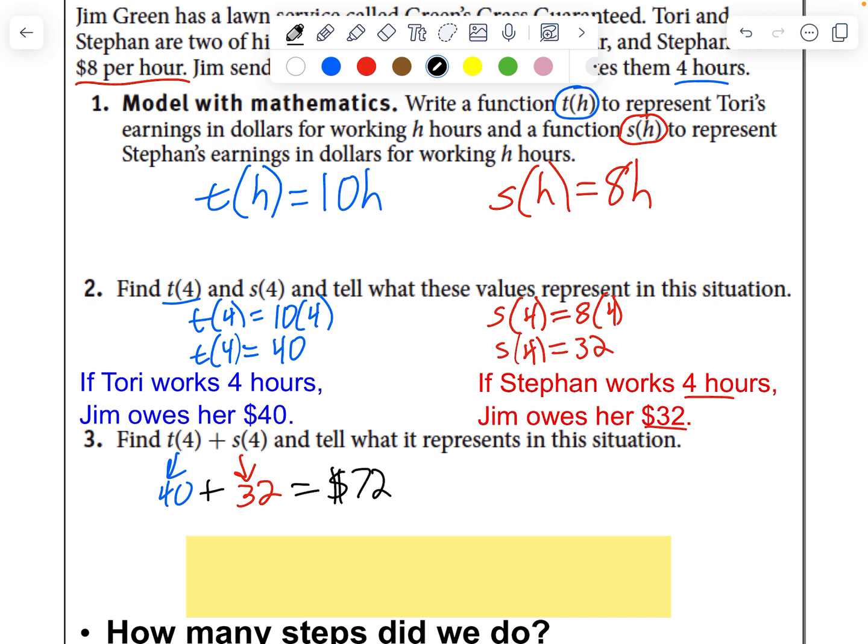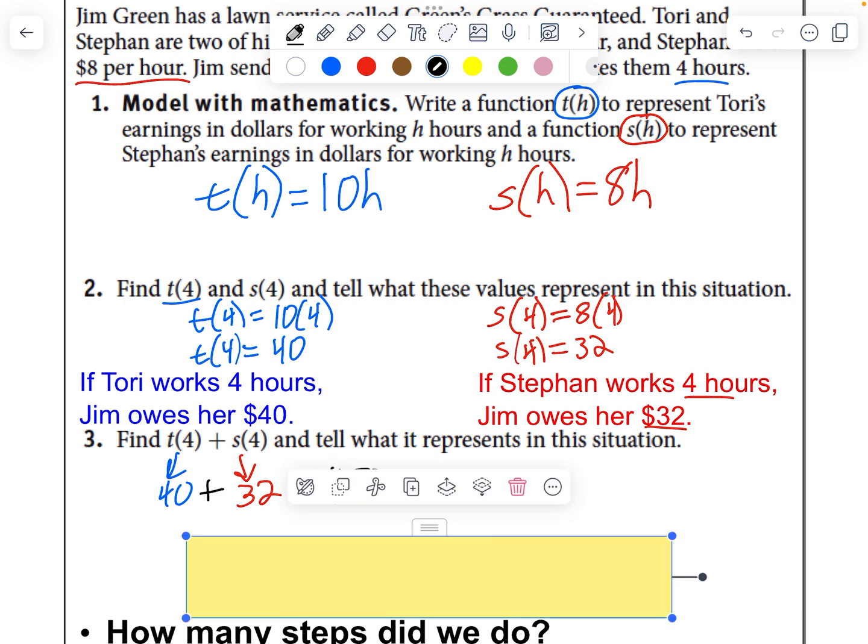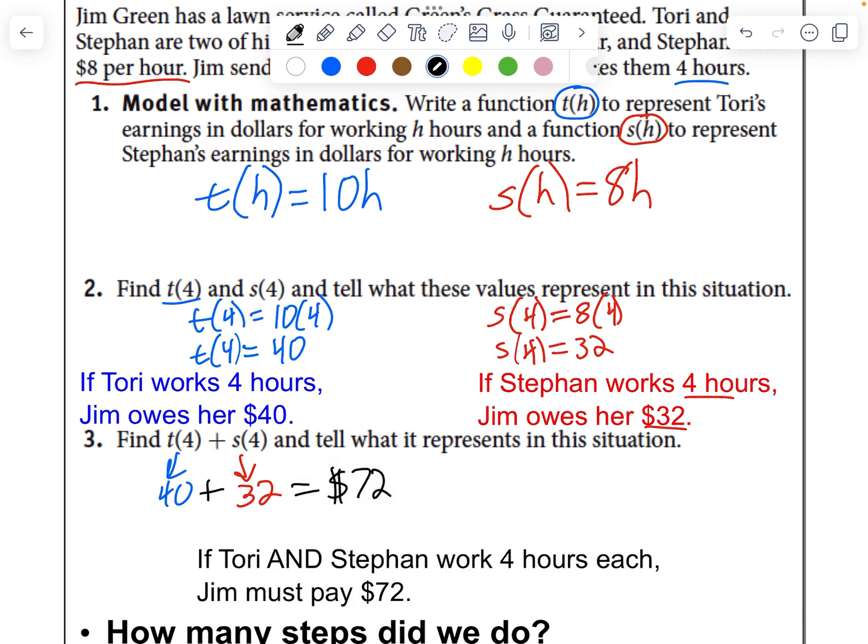All right? Again, not too crazy. But what this represents is the amount of money. So if Tori and Stefan work 4 hours each, Jim must pay a total of $72, right? All right. So again, these were not two very hard steps. We had to take this function here, plug in 4 for h, and then we had to add them all up, right, and get the 72.